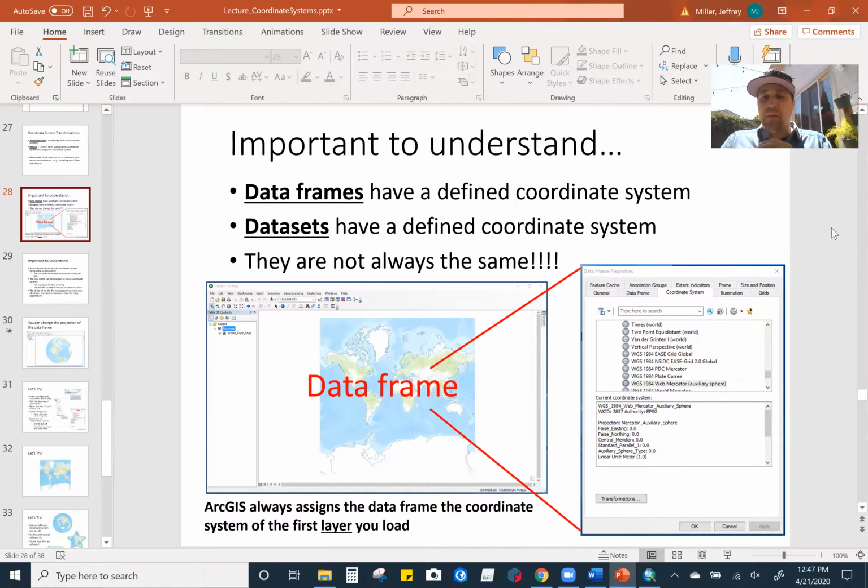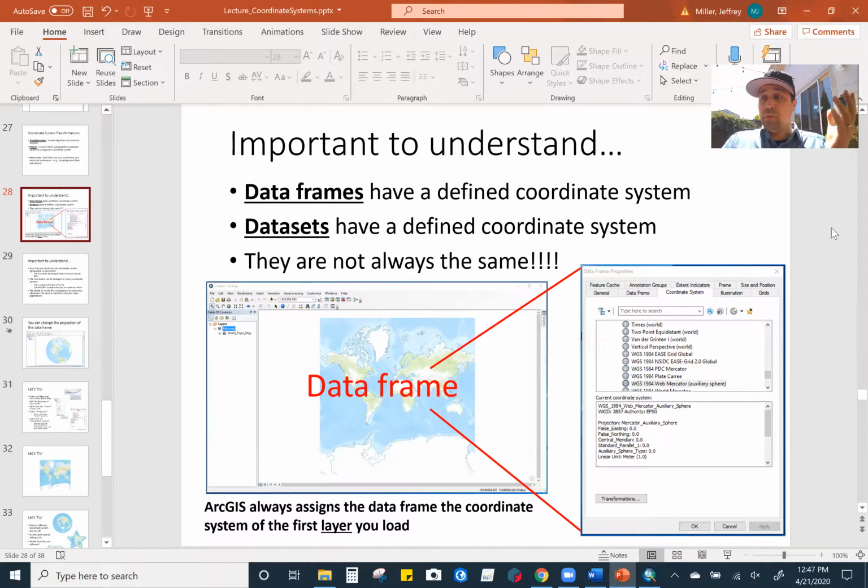But there is a difference between the data frame, or let's just put it this way: the data frame has a coordinate system, and the data sets also have their own coordinate systems. Okay, so the data frame. I don't know if you are totally clear on that, but think of your data frame like the box where all of the layers are going into. That box has its own coordinate system.